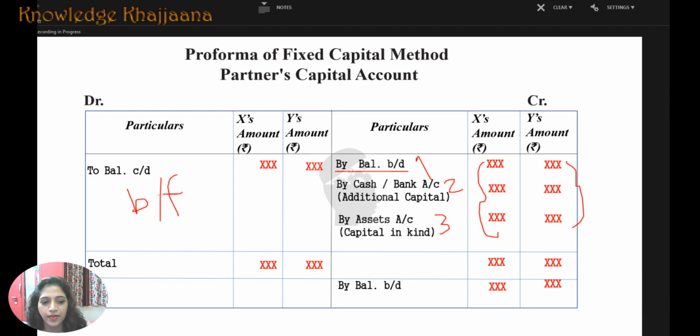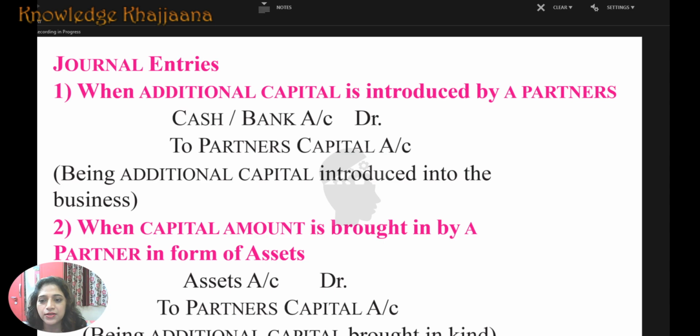Okay, next, what did we do in the earlier pro forma? See, when additional capital was introduced by the partners, the entry was cash or bank account debit to partners' account, being additional capital introduced in the business.